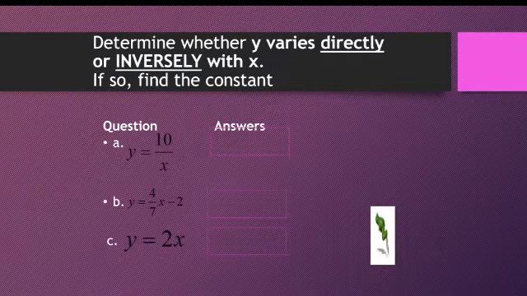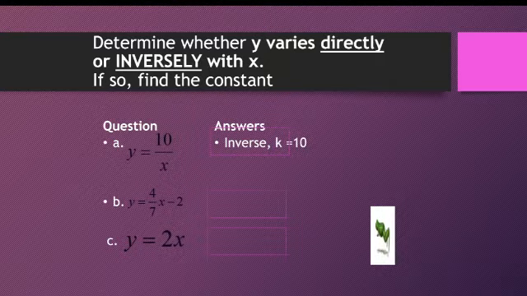So, let's have an activity here. Determine whether y varies directly or inversely with x. If so, find the constant. Okay, so for letter A, we have y is equal to 10 over x. Okay, so if your answer is inverse, you are correct. And our constant of variation is 10.